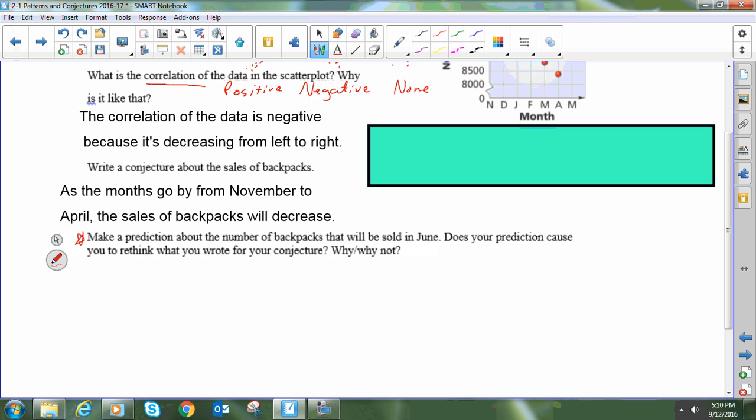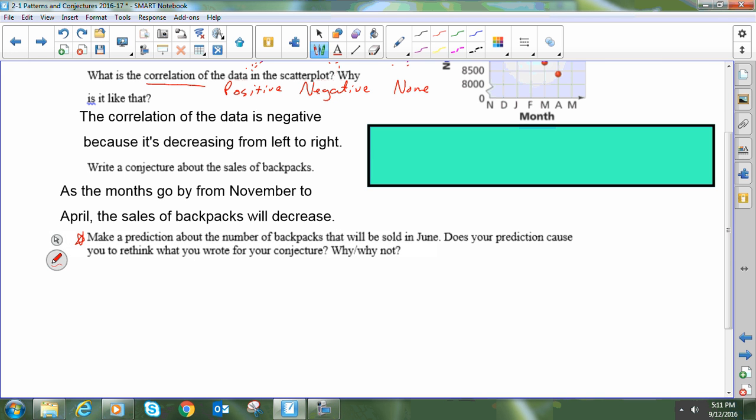How will we determine the number of backpacks sold in June? And does your prediction cause you to rethink your conjecture? So go ahead and pause the video and write your answer down, and when you're ready, come back. Now, I would probably say it's probably going to be still going down, but other people could very convincingly argue that the number of backpacks might start going up.